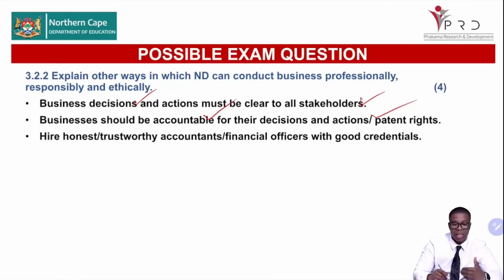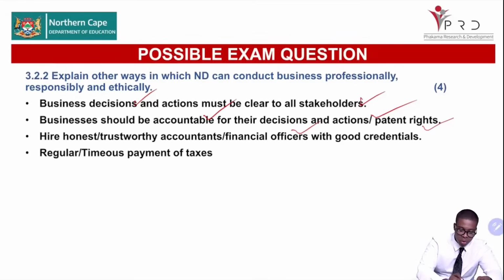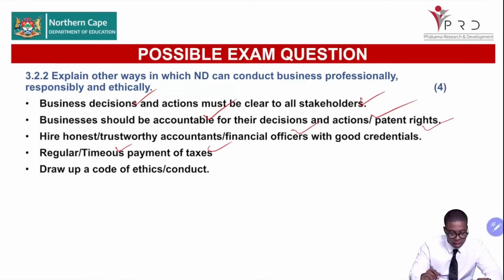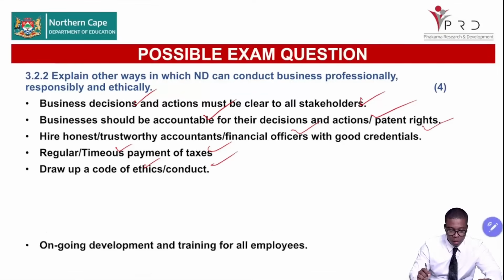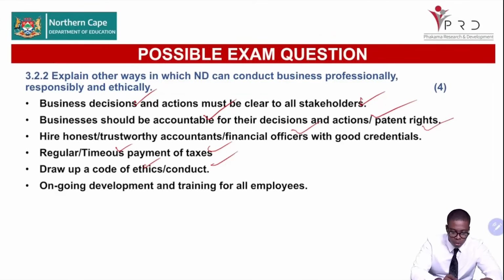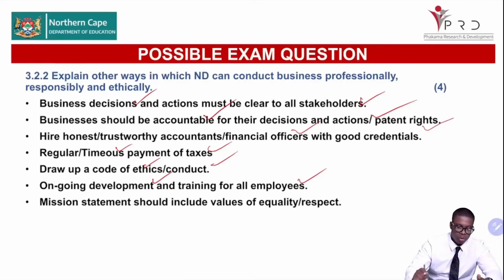Another one says the business should hire honest or trustworthy accountants or financial officers with good credentials. Then they should ensure that they do regular or timeous payment of taxes. Then also they need to draw up a code of ethics or code of conduct. Then they should do ongoing development and training of all employees. Also, the mission statement should include values of equality and respect.